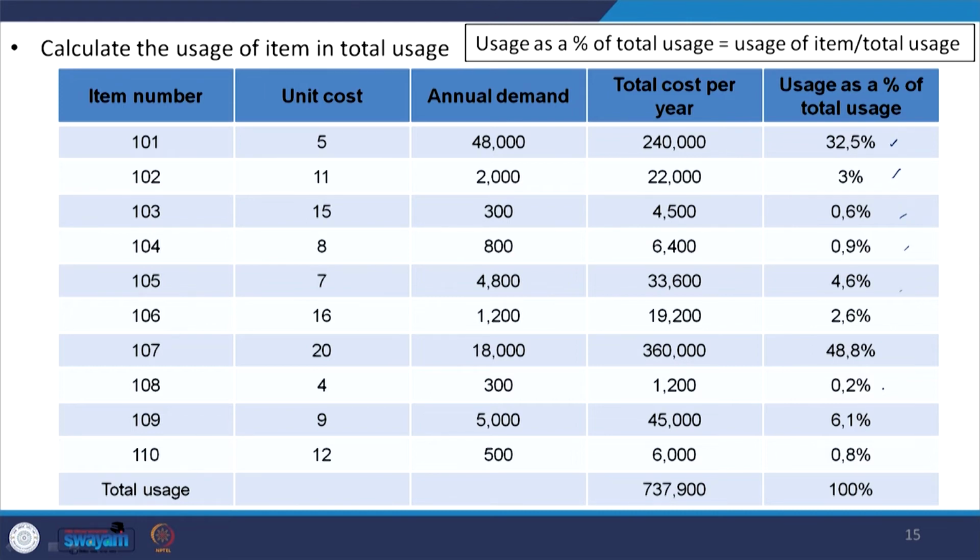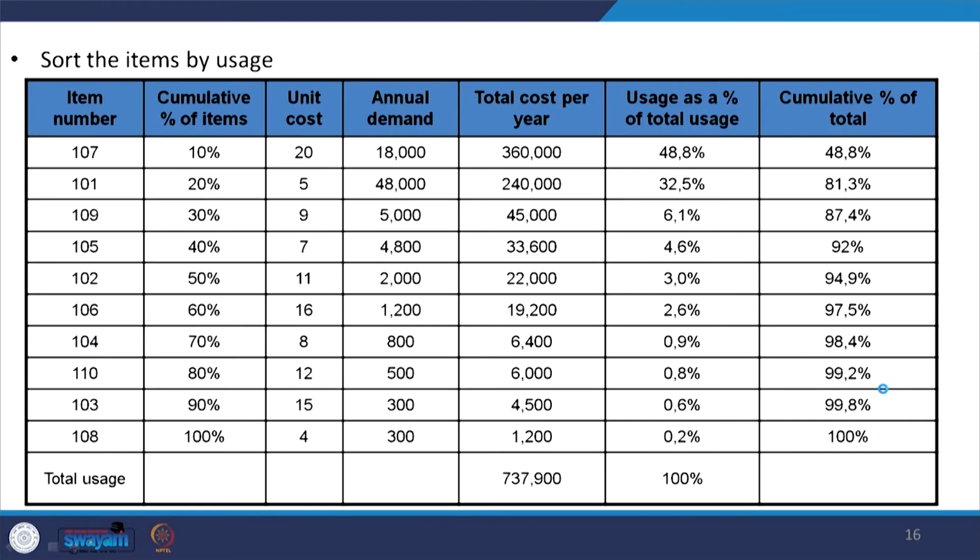Now, here you see we have developed the sorting scheme on the basis of usage of these items. The sorting scheme has given 107, 101, 109, and so on, in the order of descending usage. We have sorted these items so that the maximum usage is of item number 107, which is contributing about 48.8% usage, and the least is for 108, which is only 0.2%.